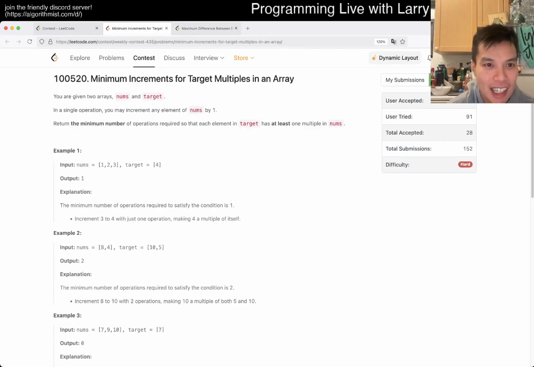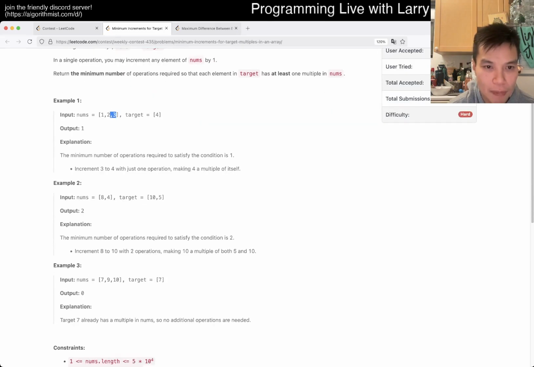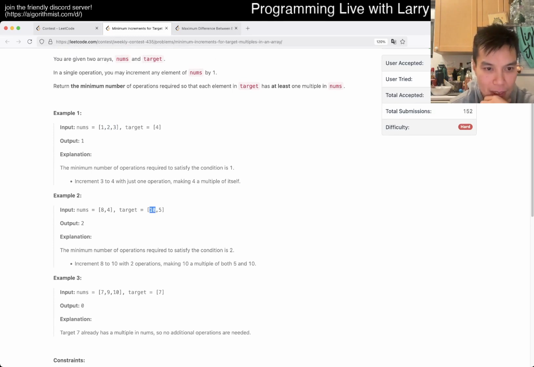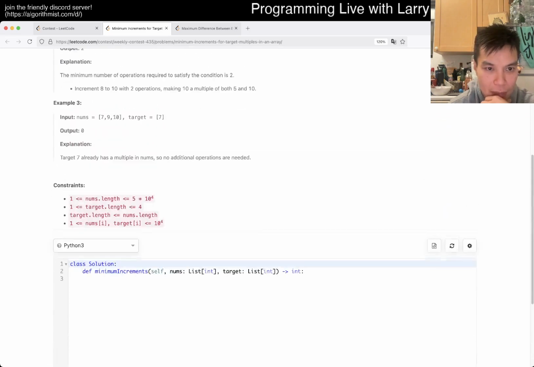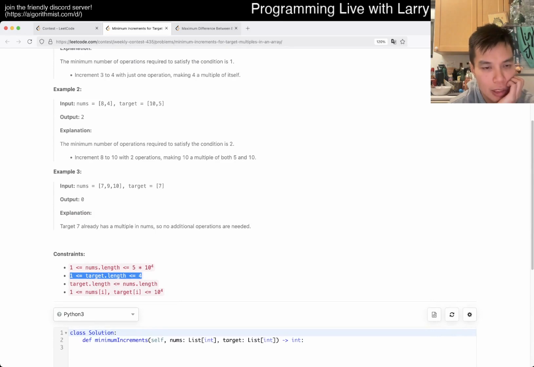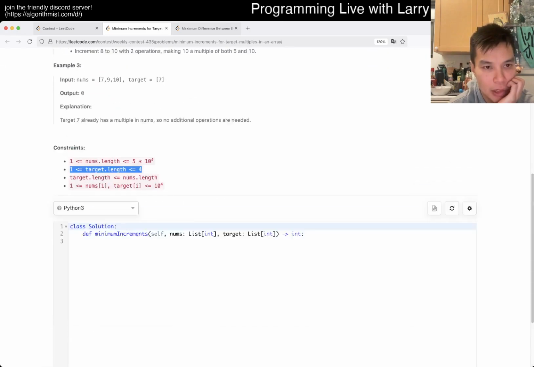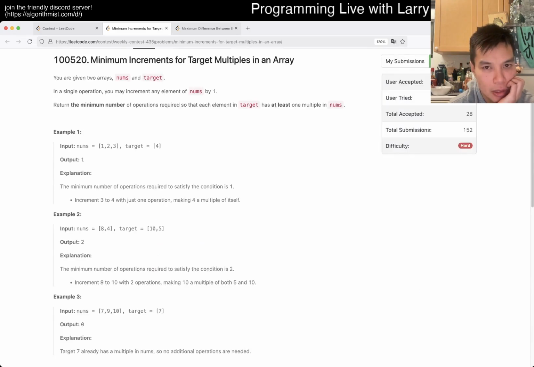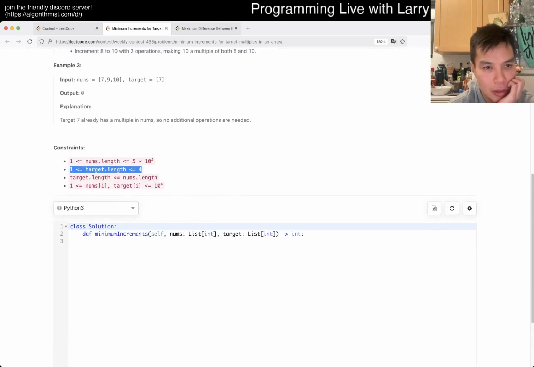Alright, let's see. Nums and target. Increment any elements by 1, with at least 1 multiple in nums for each target. So okay, 4. That's interesting. 10, we need 8 to be 5. Okay, what does that mean though? Oh, target only has 4 numbers, so that is maybe interesting. What does 4 numbers mean? Just choose 4 maybe.